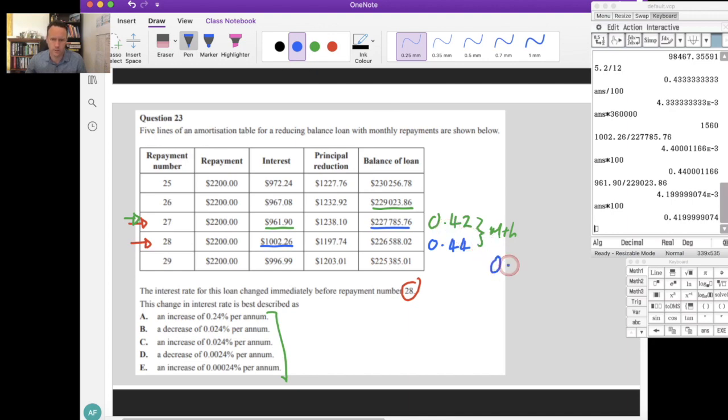So 0.02 times 12 to get it over a year is the same as 0.24%. Okay, so that's a 0.24 increase because we can see it's going up. An increase, so the first one comes up with it straight away. 0.24, it's the only one with 0.24 there. We know it's an increase, so we could get rid of any of the decreases anyway. Alrighty, and that is all done for that one.